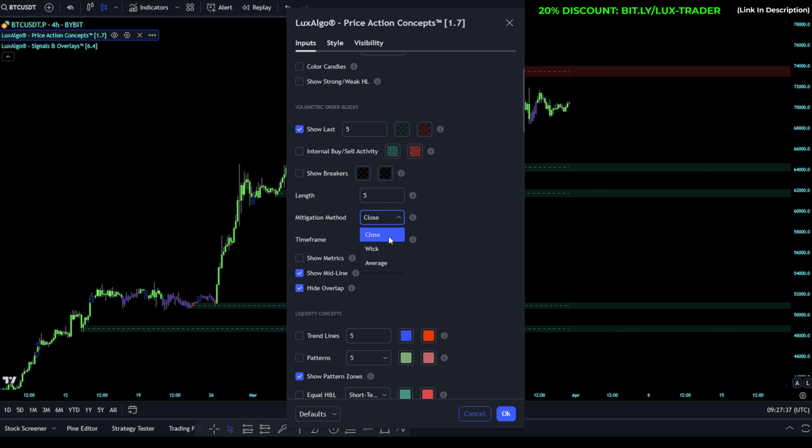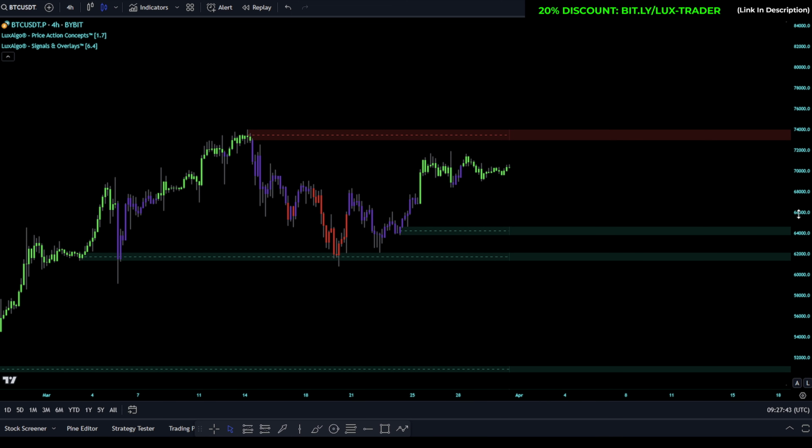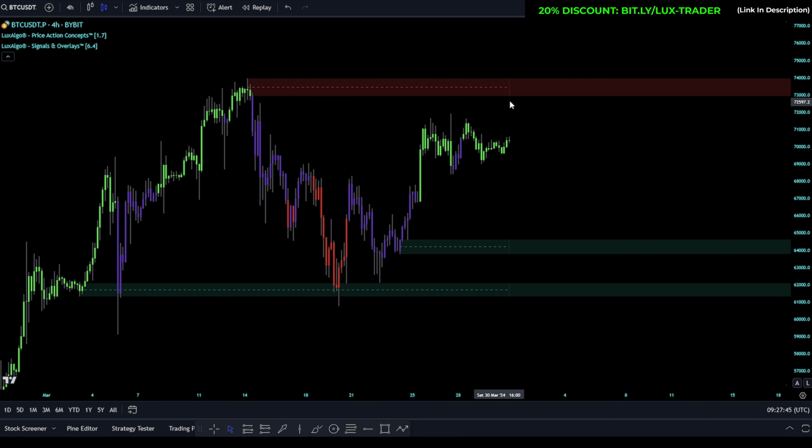You have 3 options to manage order blocks. First is the close option, which eliminates the order block as soon as the price closes above its highest point. Second, the wick option, where the order block is considered mitigated if the candle's wick touches it. Lastly, there's the average option. This removes the order block when the price crosses a specific average level, indicated by a dashed line.